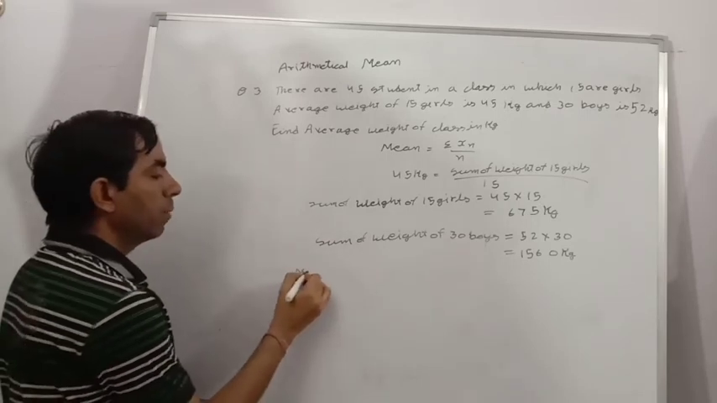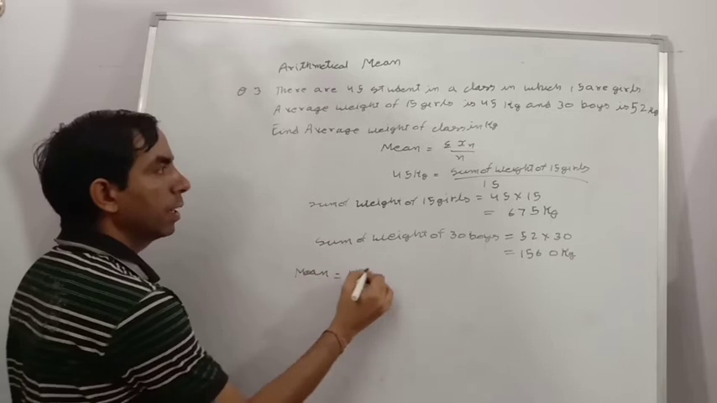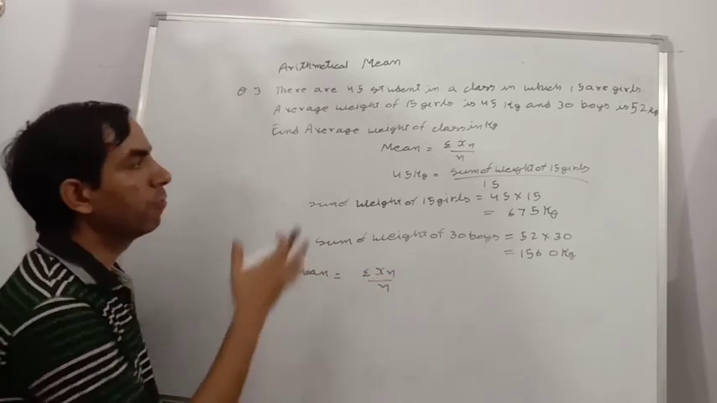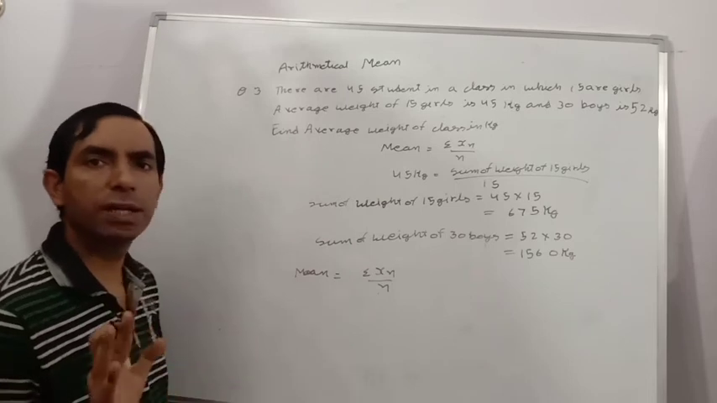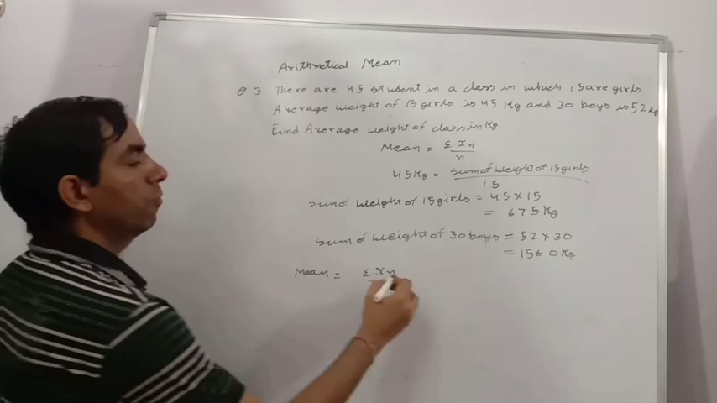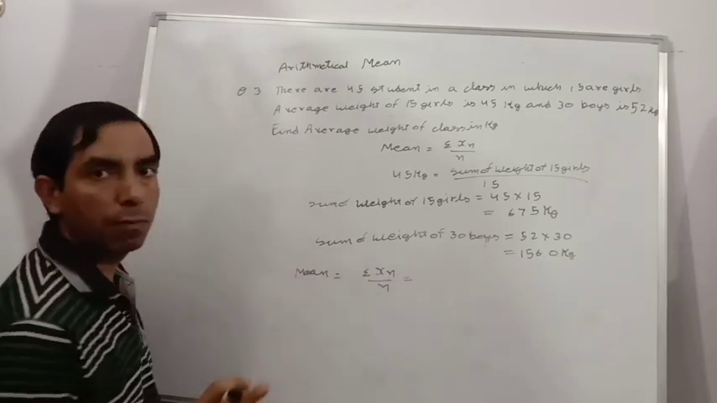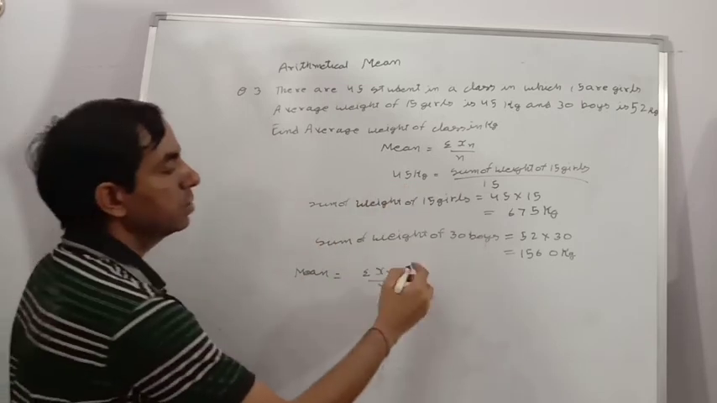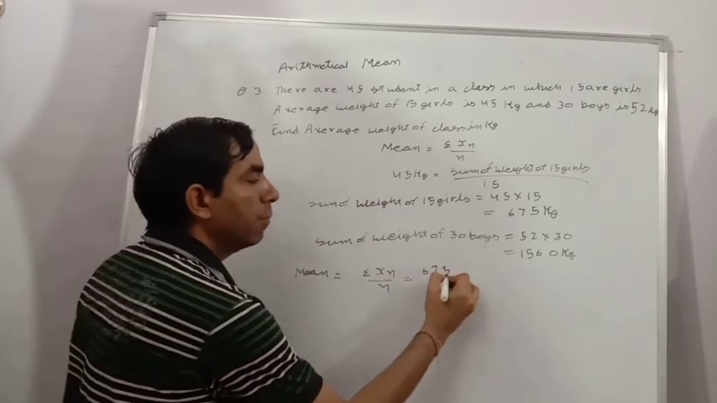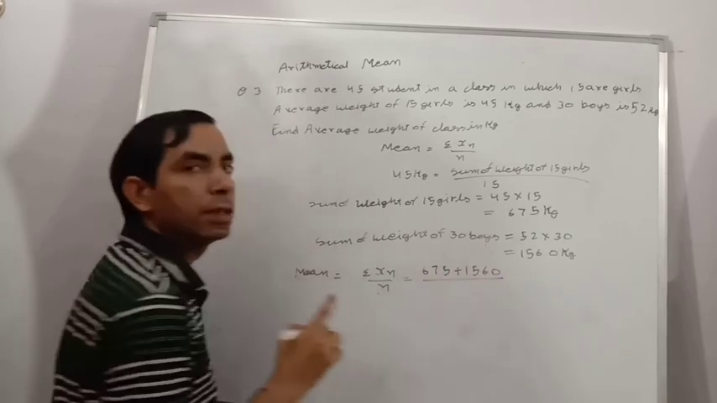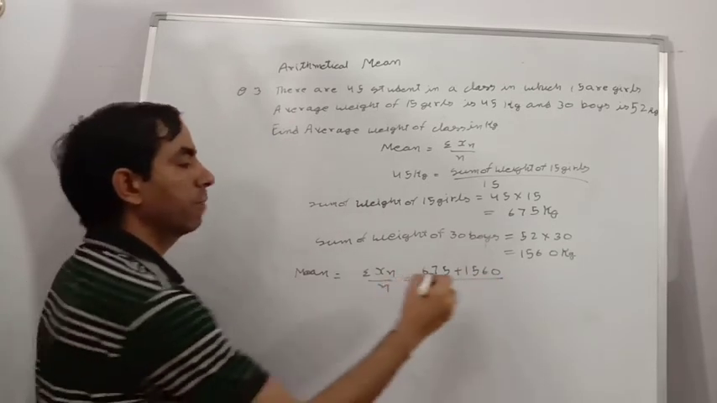Mean is summation of xn upon n. We have already written the formula, so we do not need to write the formula again in any question. So we use it here. Sum of the weight of all students, all students meaning girls and boys. Girls' weight is 675 and boys' weight is 1560, upon the number of girls and boys, which is 45, the number of students.